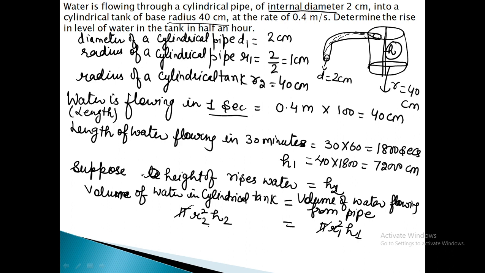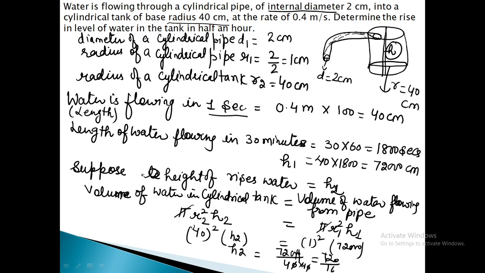Pi is cut with pi. r2 is given, 40 whole square. h2 we have to find out. r1 is given, 1 square. h1 is given, that is 72,000. h2 is equal to 72,000 divided by 40 multiplied by 40. 0 cut with 0, and after dividing 72,000 by 40 multiplied by 40, 0 cut with 0, and 720 divided by 16 we will get 45 centimeter.